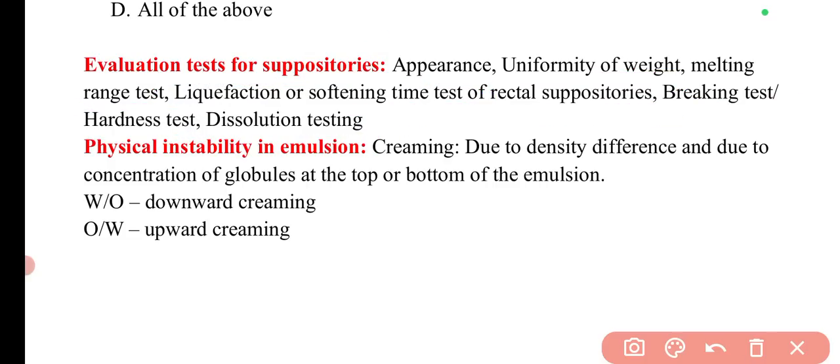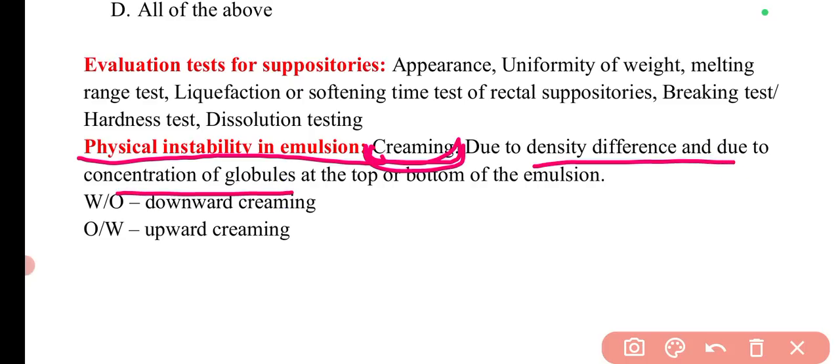Another point is physical instability in emulsions. There is a type of physical instability, that is creaming, which is due to density differences and due to the concentration of globules at the top or bottom of the emulsion. So the basic difference is that it is due to the density differences. And how can we identify this type of instability?